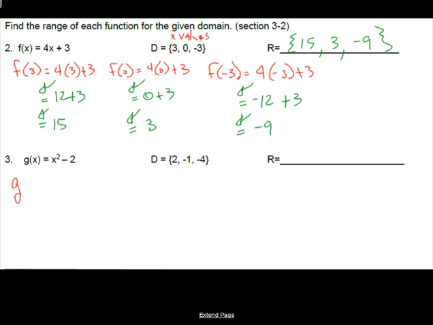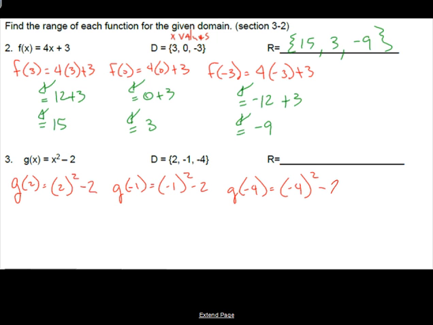I'm going to be doing g of 2, which would be 2 squared minus 2, g of negative 1, which is negative 1 squared minus 2, g of negative 4, which is negative 4 squared minus 2. Notice that I placed all the things that I substituted into parentheses. The parentheses do make a difference when you go to square a number, especially a negative number.